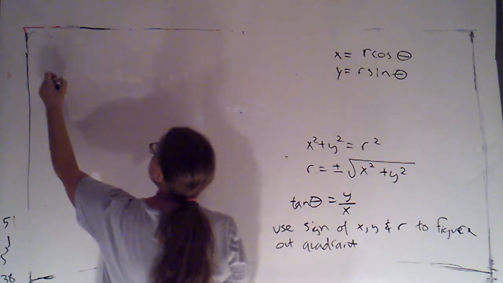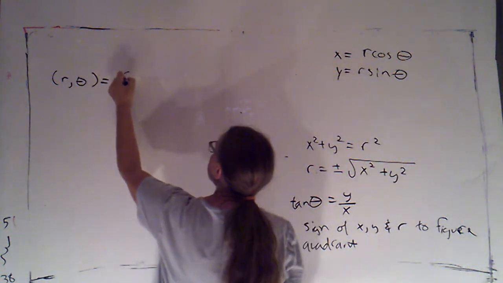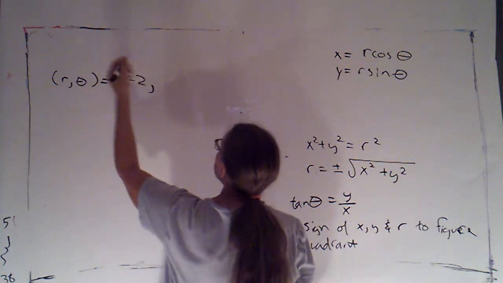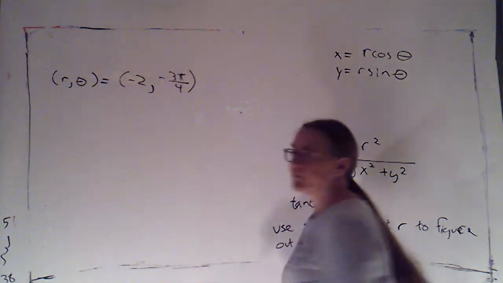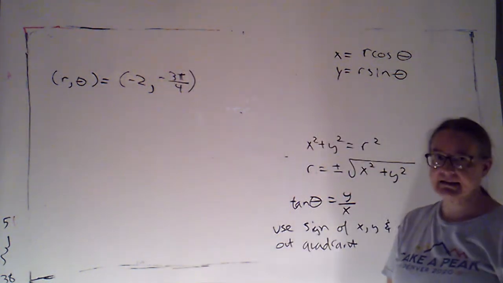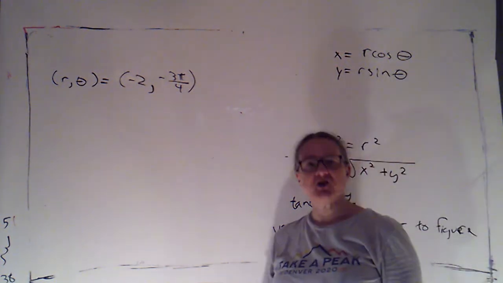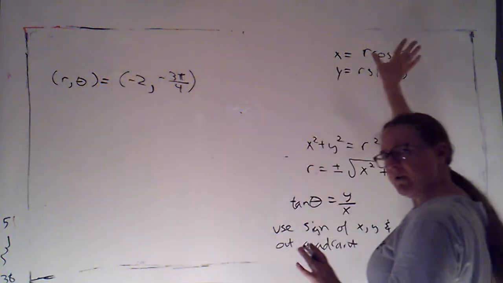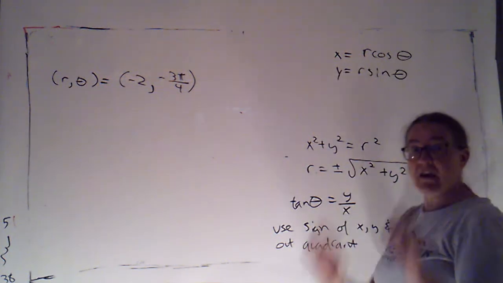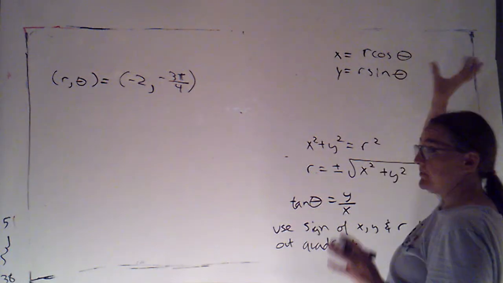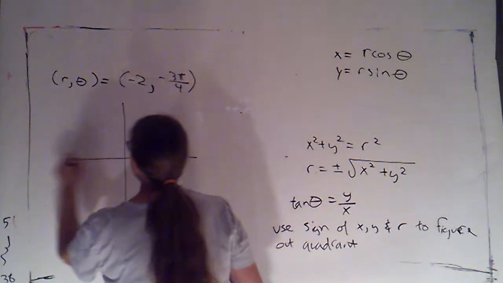So let's just say that I had r, theta is equal to negative 2, negative 3 pi over 4. And I want to find x and y. I'm going to start out by just doing it geometrically, not referring to memorized formulas, but just figuring it out from a graph. And then I'll point out that if I preferred, I could just plug right into these formulas. So let's take a look.